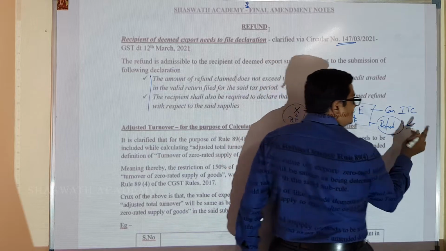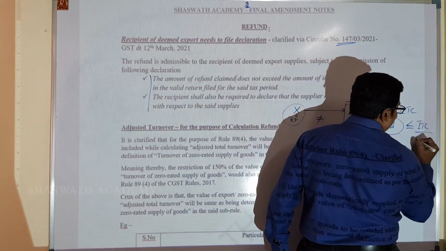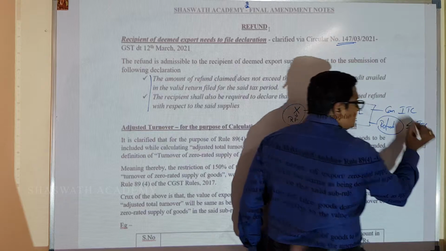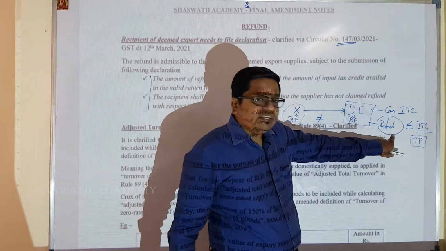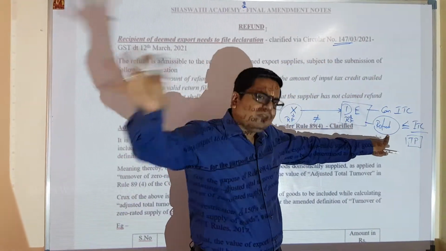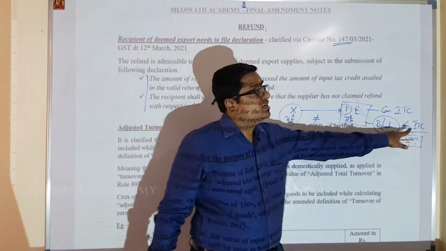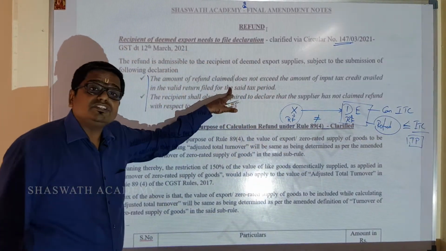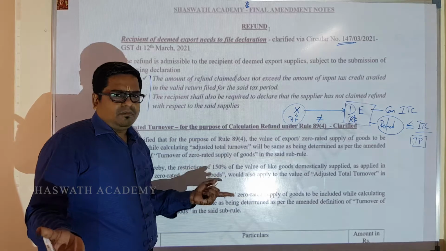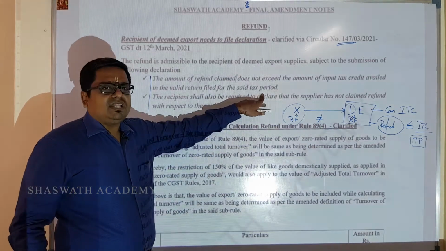So it must be less than or equal to ITC for the tax period. It must be for the tax period. The refund cannot be more than the ITC you have claimed. So that's the first common sense. That declaration has been asked to be filed. That's quite common sense. Okay, refund cannot be more than ITC.